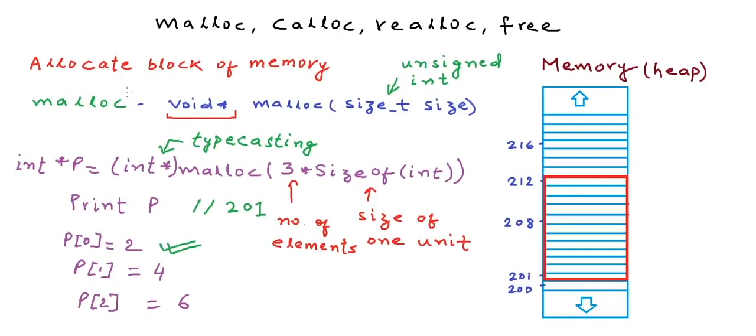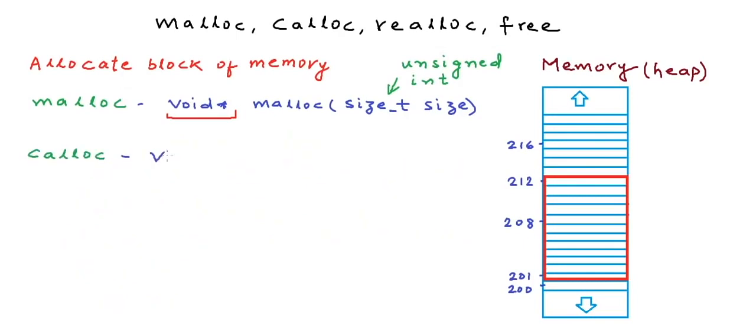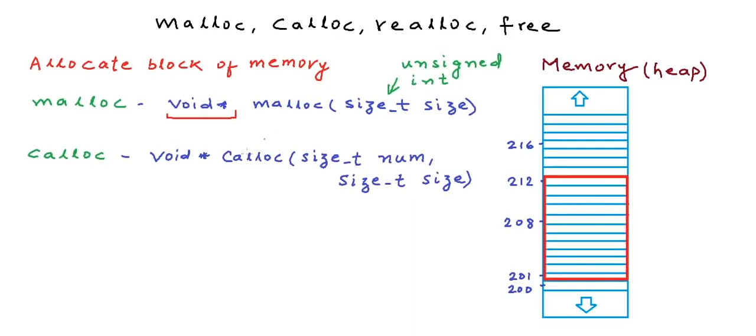We have 2 more functions that allocate a block of memory. Let us now talk about calloc. The signature or definition of calloc is something like this. Calloc also does the same stuff as malloc; it is only slightly different. Calloc also returns a void pointer, but calloc takes 2 arguments instead of 1. The first argument is the number of elements of a particular data type, and the second argument is the size of the data type.